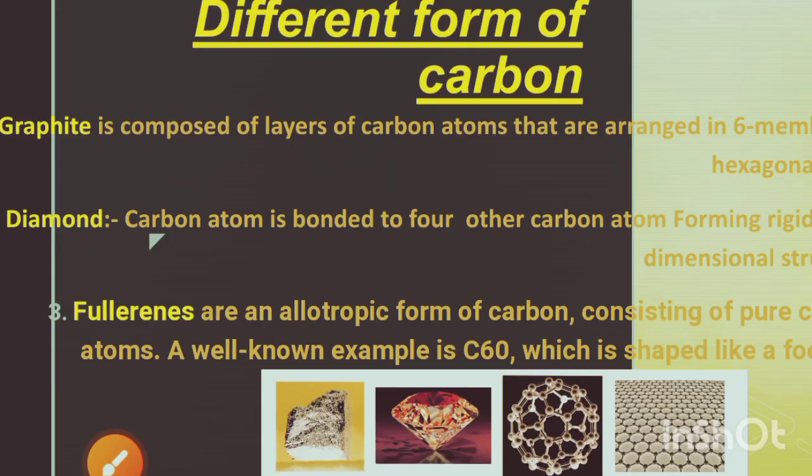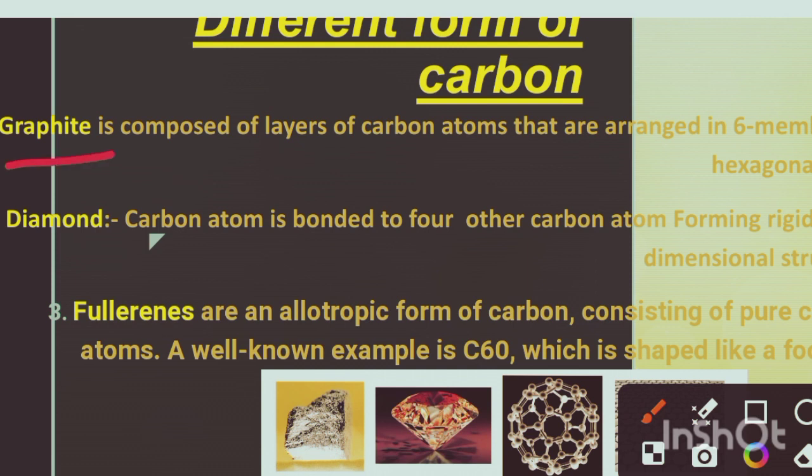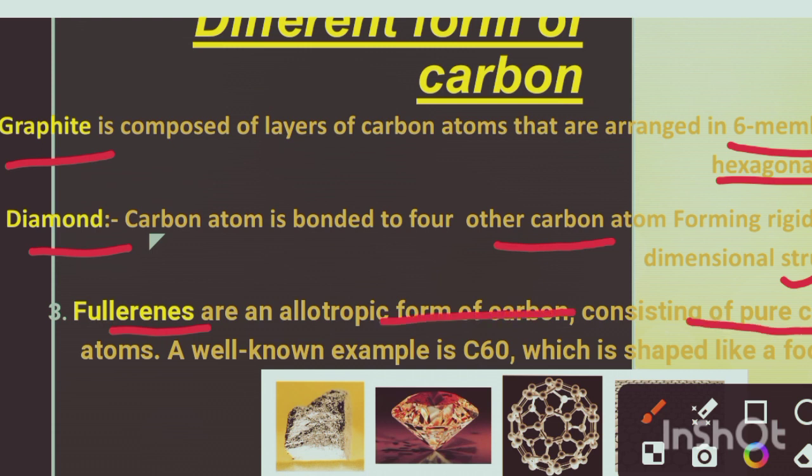Forms of carbon. You all know that carbon allotropes are graphite, diamond and fullerene. Graphite is composed of layers of carbon atoms arranged in 6-member hexagonal rings. The structure of graphite is given here. A carbon atom is bonded to 3 other carbon atoms. I will show you how these structures are formed. Fullerenes are allotropic forms of carbon consisting of pure carbon, and a well-known example is C60, known as Buckminsterfullerene.